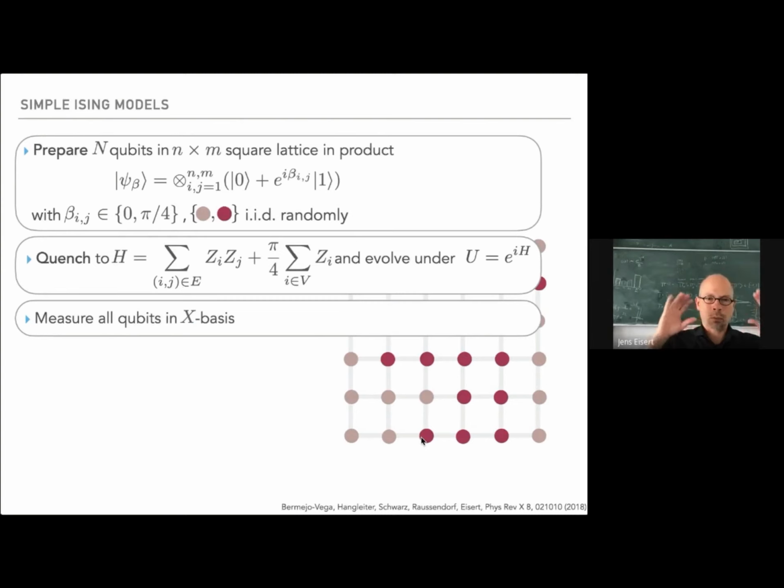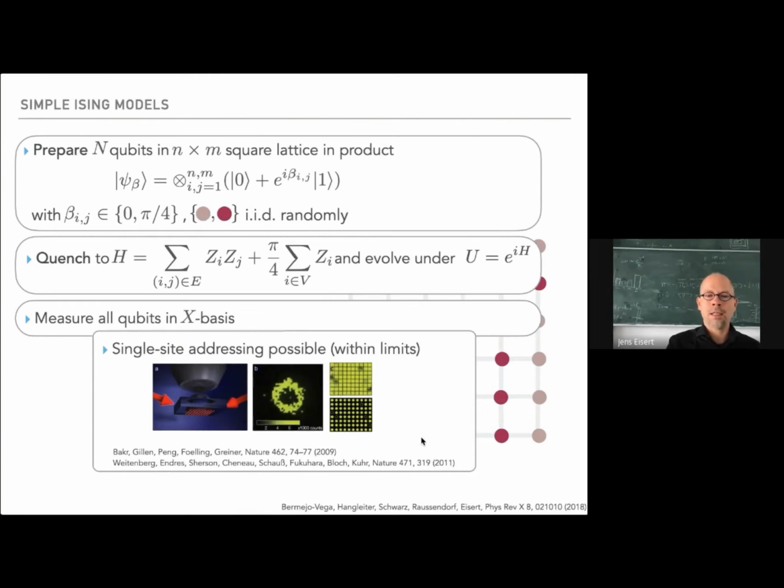But think about this as you like. You just do a product state, a Hamiltonian, 1 time step of a commuting Hamiltonian, and there's no conditioning, no quantum gates, no nothing, but you just measure all qubits in the X basis. You take a photo, and that's what you do. Again, single-site addressing is possible within limits in cold atoms. That's maybe the hardest bit in all this, but you're not conditioning anything, you're just sampling out.